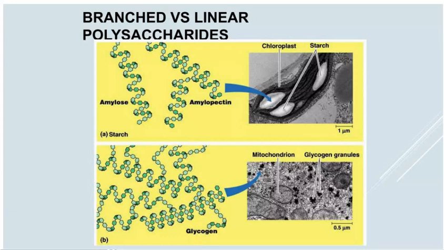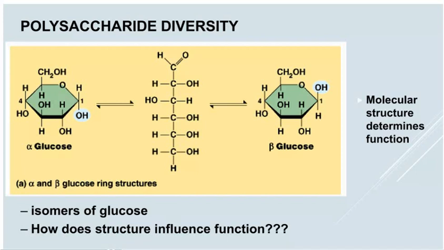So branched versus linear polysaccharides. Look at the chloroplast and starch: amylose, amylopectin, starch. And glycogen, look at the mitochondrion and glycogen granules. So polysaccharide diversity, the isomers of glucose: how does structure influence function? So molecular structure determines function.